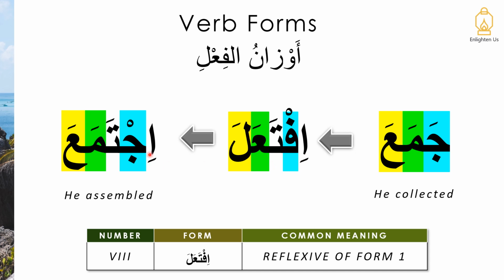So the first thing we do is we give the verb an alif. The jim now has a sukun. Between the jim and the mim we add the ta, and then we retain the mim and the ain to go from jama'a, he collected, to ijtama'a, he assembled.